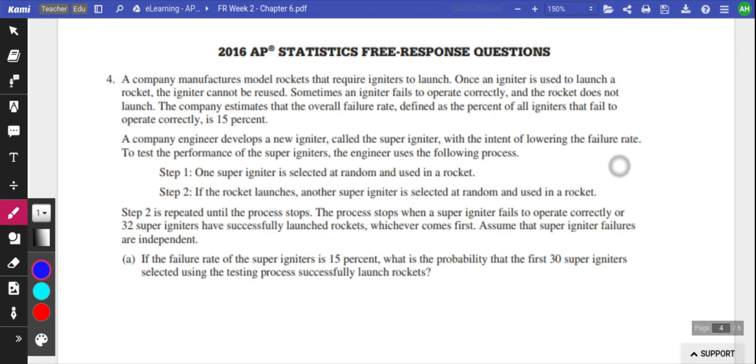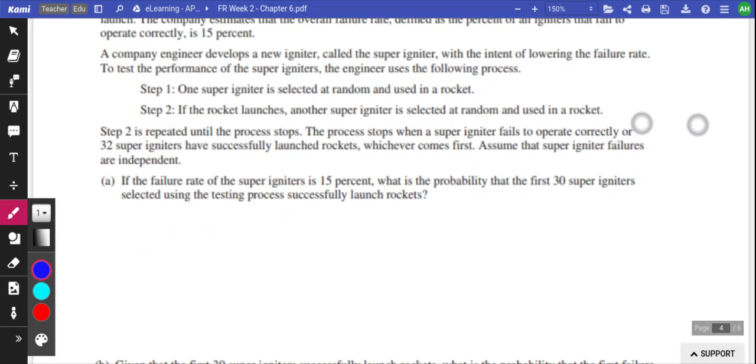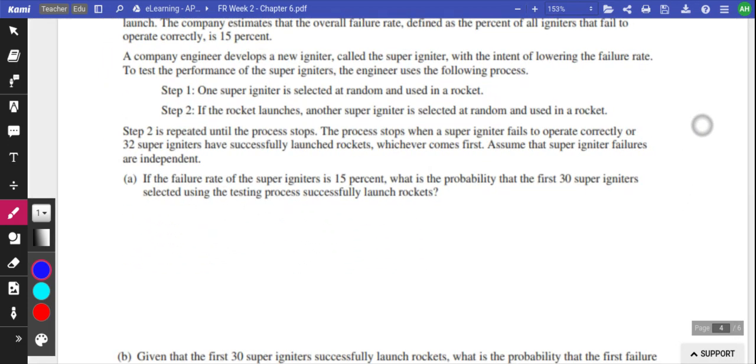So let's just jump down. I'm going to assume that you read the question. The failure rate of the super igniters is 15%. What's the probability that the first 30 super igniters used in the testing process will successfully launch? Well, before you ask, yes, it does seem as simple as it is.